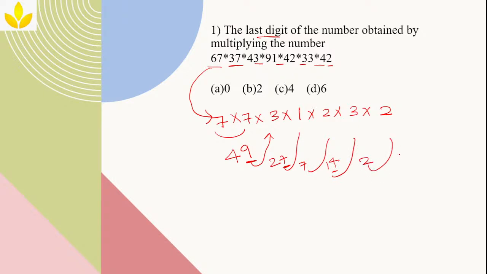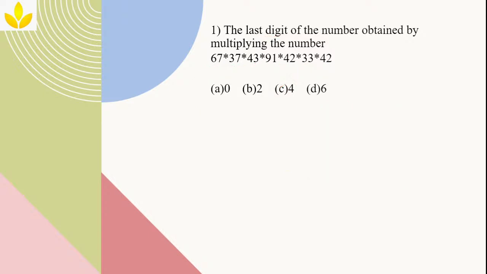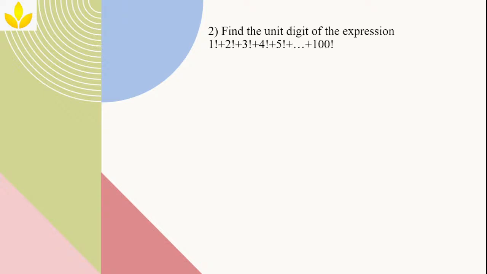So 2 twos are 4. What is the last digit? The last digit is 4. Is it simple? Yes, right? So this is how you can solve the question. Now in the same way, we will go for a bit different type of questions in the unit digit itself. So the answer is option C. I hope none of you are having any doubts. Let us go for the next question.